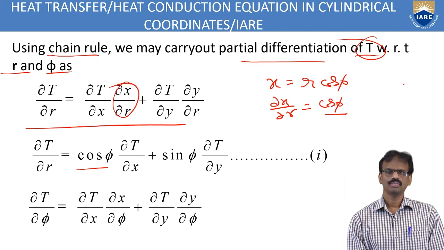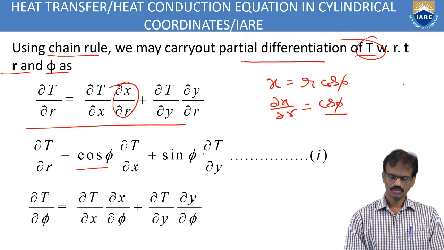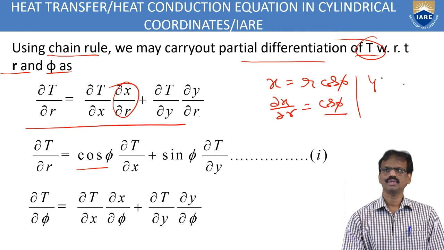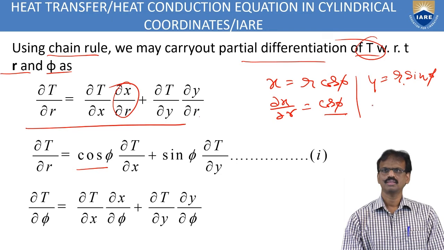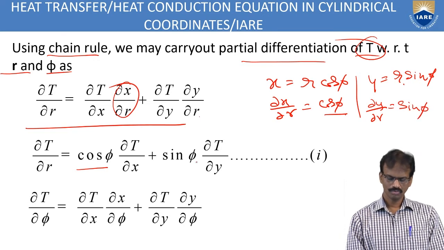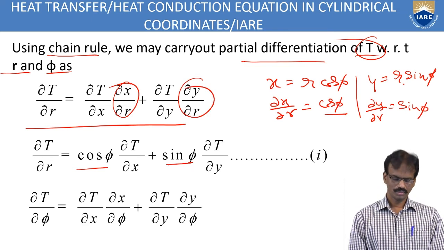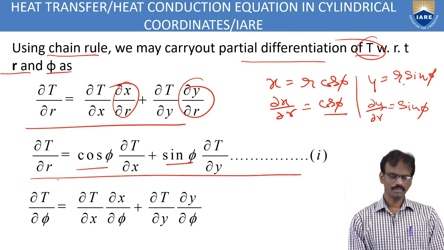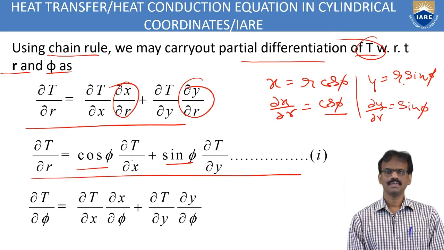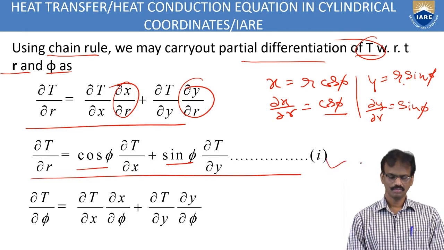Next, dou T by dou y into dou y by dou r. You know that y is equal to r sin phi, so dou y by dou r, with respect to r, means sin phi. So this is the equation: dou T by dou r is equal to cos phi dou T by dou x plus sin phi dou T by dou y. That is equation one.